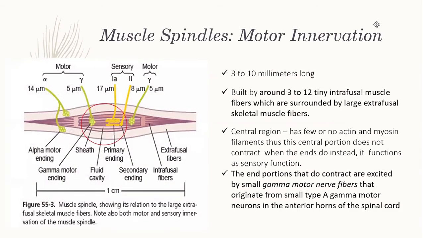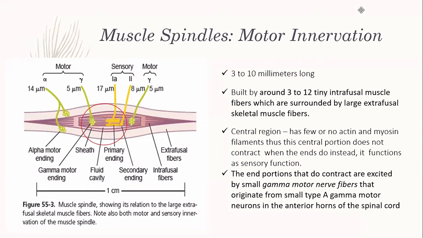So almost 1 centimeter is the muscle spindle, and it's about 3 to 10 millimeters long, built by around 3 to 12 tiny intrafusal muscle fibers, which are surrounded by large extrafusal skeletal muscle fibers. The central region has few or no actin and myosin filaments, thus this central portion does not contract when the ends do. Instead, it functions as a sensory function.